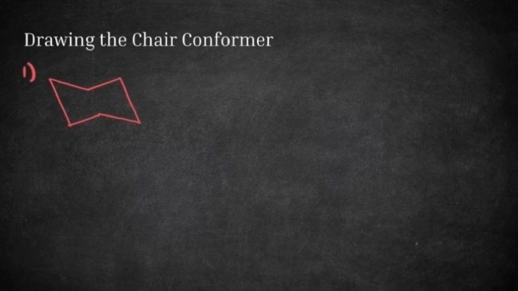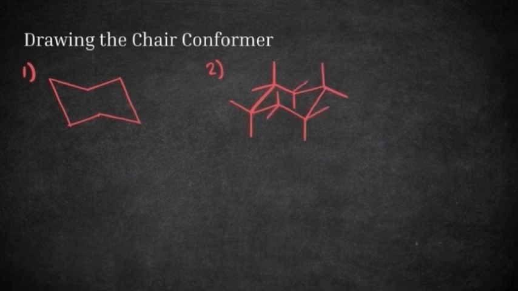In the second method, we begin with a blank sawhorse projection. From the two lines on the right side of the projection, we draw two lines each parallel to the line opposite them, like this. Finally, we close off the chair by drawing a third line parallel to the center line of the sawhorse projection. This method is particularly useful because it allows for the easy addition of substituents.